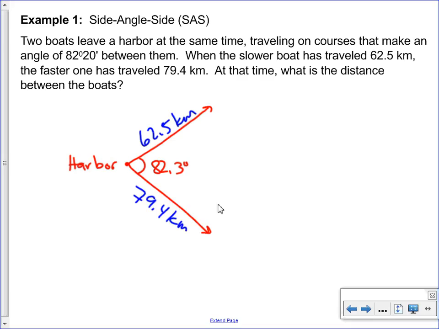At that time, what is the distance between the two boats? So we're looking for this distance here. It is a triangle. I'm making a triangle. They're not perfect.